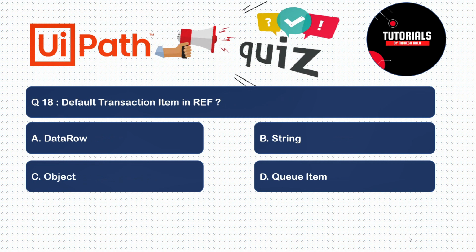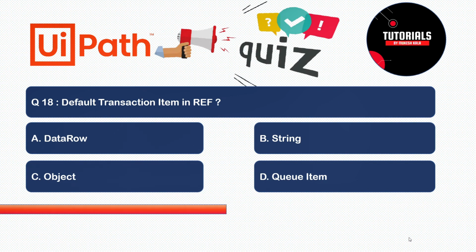Okay, the next question is default transaction item in RE framework. Whenever I create a new robotics enterprise framework, what is the transaction item? Is it data row? Is it string? Is it object? Or is it queue item, right? So I created a new robotics enterprise framework. I go to the transaction item and I need to check what exactly is the transaction item. What it would be, A, B, C, or D.